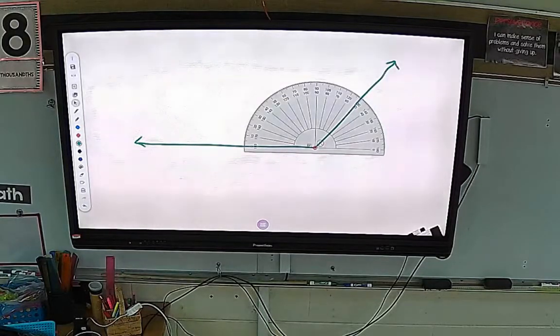All right, on the bottom, the first one on the bottom. What do we have there? Go ahead, Reggie. I got 74 degrees and it's an acute angle. 75.